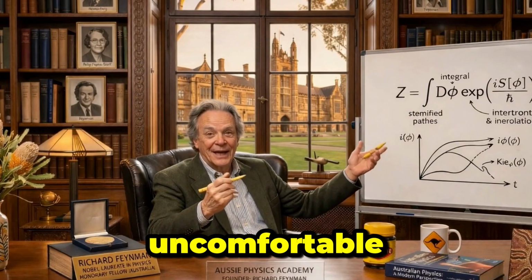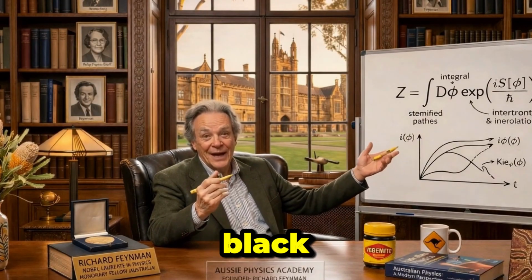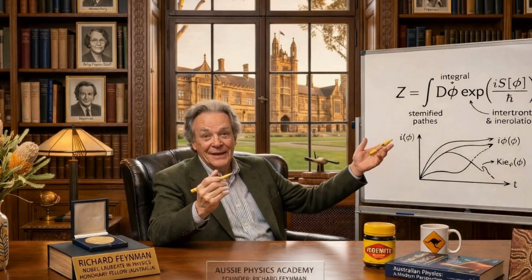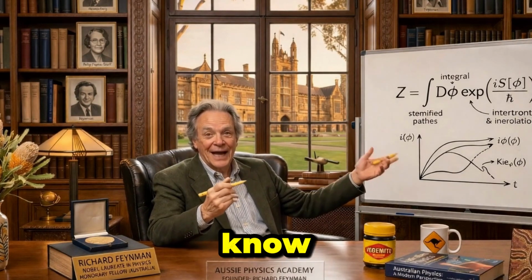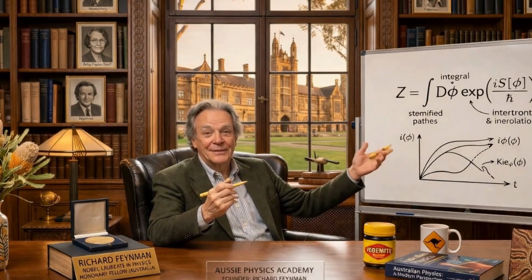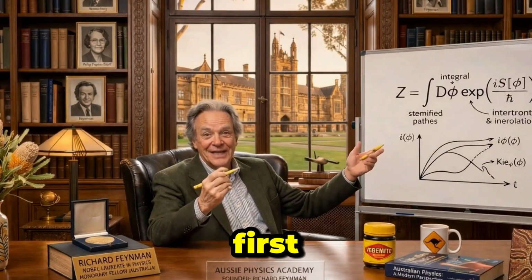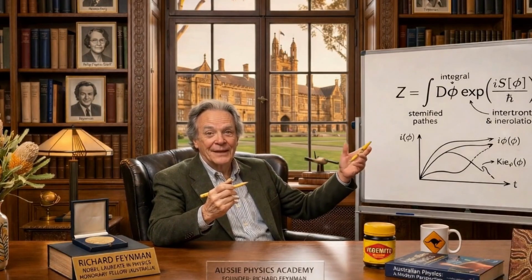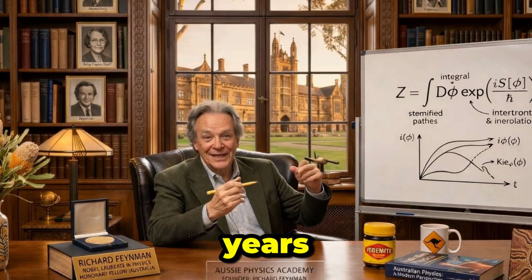Einstein was deeply uncomfortable with this result. He wrote papers arguing black holes could not really exist, that nature would somehow prevent them. He was wrong. We now know black holes are real. We have photographed one. In 2019, the Event Horizon Telescope captured the first ever image of a black hole in a galaxy called M87, 55 million light-years away.